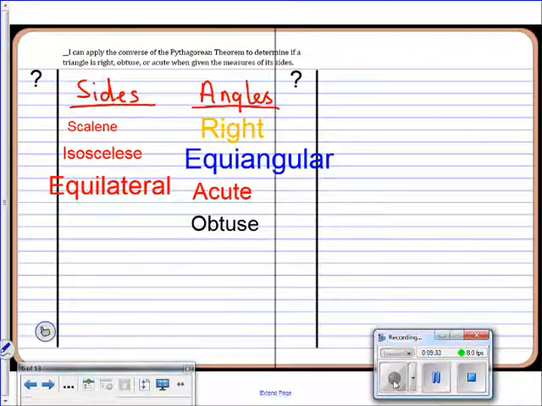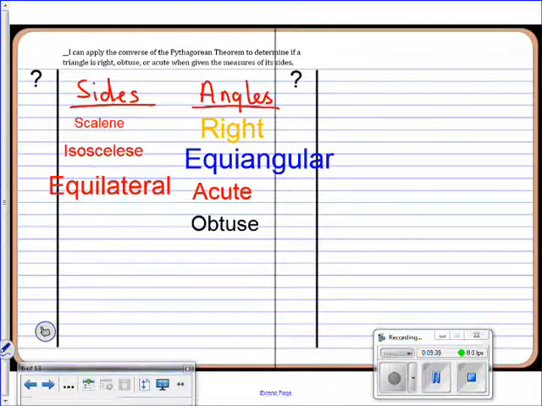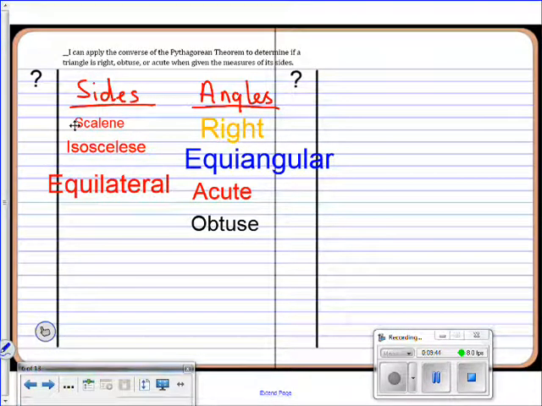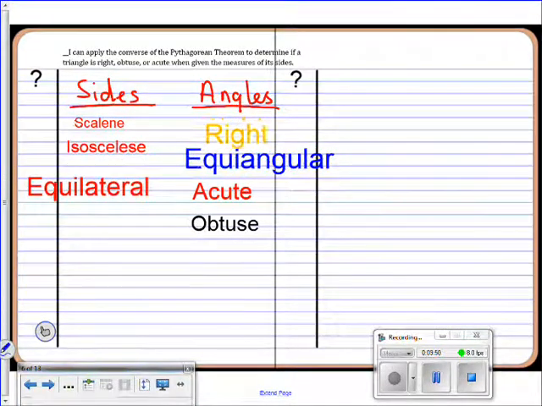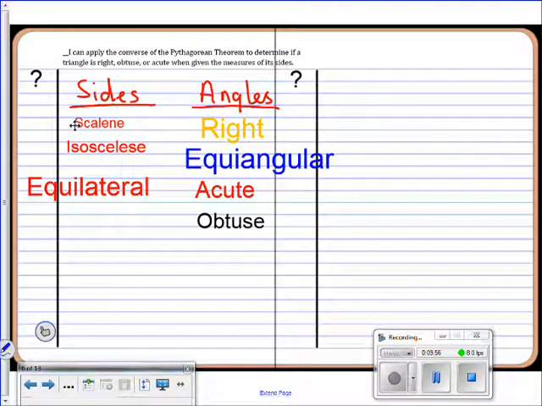All right, and there you are. No particular order other than maybe scalene, isosceles, and equilateral. Scalene, none of the sides are the same. Isosceles, two sides are the same. Equilateral, all the sides are the same. Now remember, if it's equilateral, then the angles are all the same as well, and that's called equiangular, right? You're probably pretty familiar with that. Acute means that all the angles are less than 90, and obtuse means that one of the angles is greater than 90.